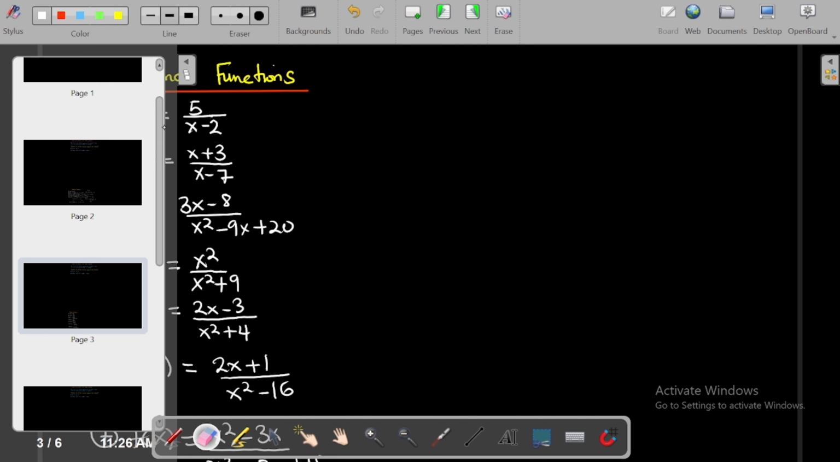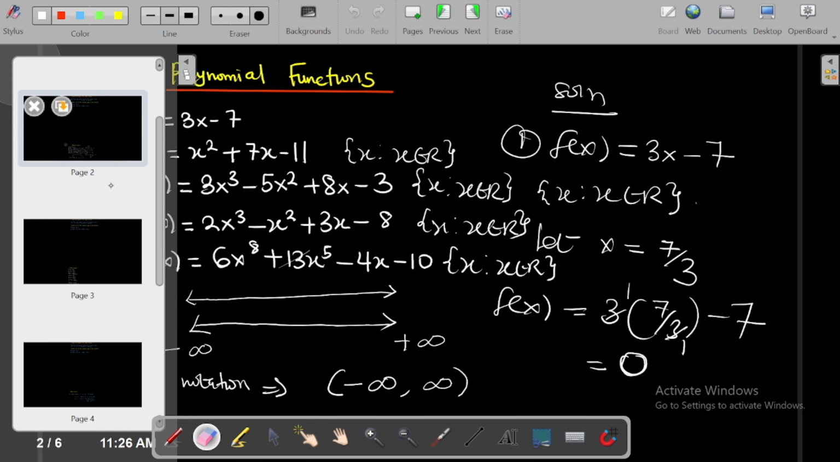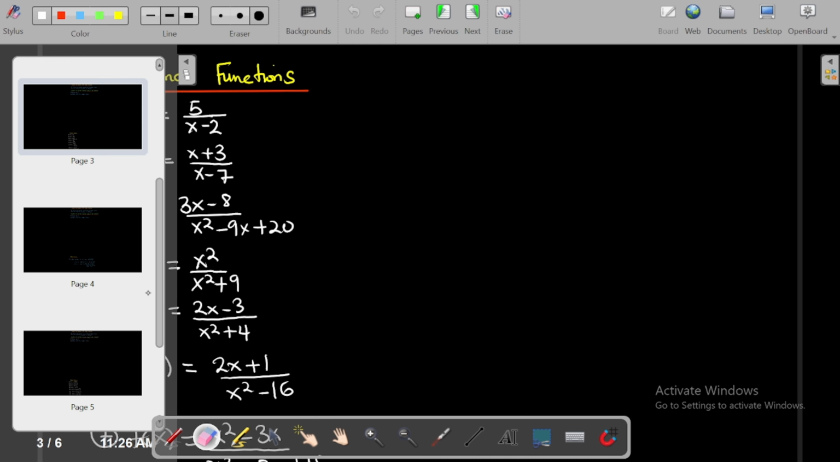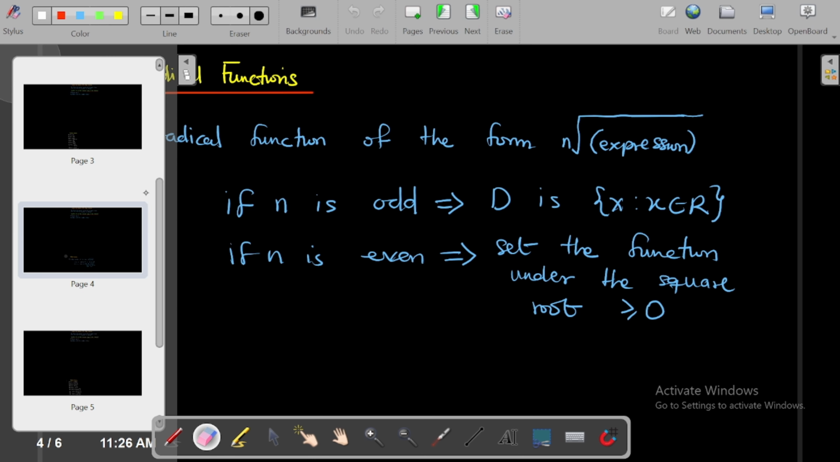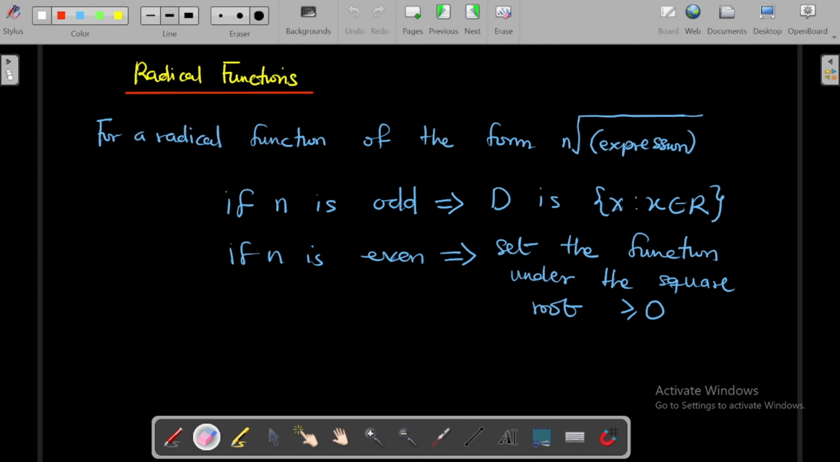Let's look at our next type of functions. We have tackled polynomial functions, and we have looked at rational functions without any square roots. Now let's look at radical functions. For a radical function of the form nth root of an expression, if n, which is the exponent or the index, is odd, then the domain is x such that x is a member of all real numbers. And if n is even, then we set the expression under the root greater than or equal to 0.